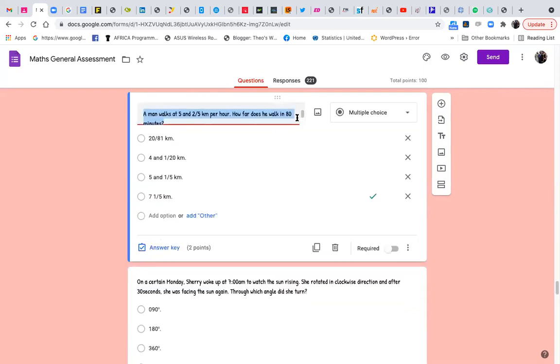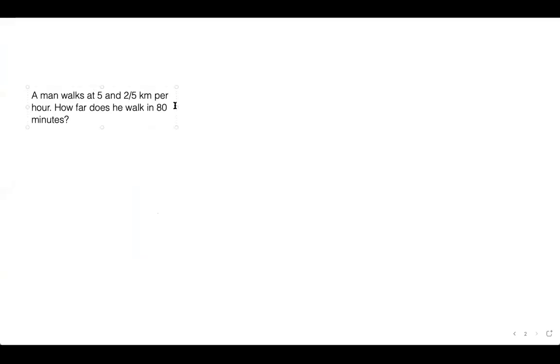There are two ways through which you can do that question. One, you can use a conversion, okay? Because they are saying that that man walks 5 and 2 out of 5 per hour, meaning that he covers that distance in an hour, but an hour is 60 minutes. So you can use that conversion of 5 and 2 out of 5 kilometers are equivalent to 1 hour or 60 minutes. And then you ask yourself, how about 80 minutes? When you convert that easily, you'll find that your answer is D, which is 7 and 1 out of 5.